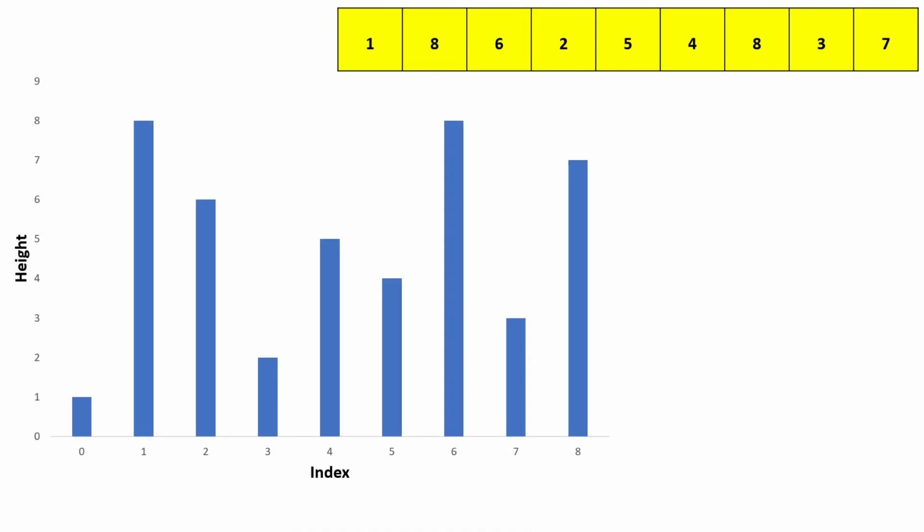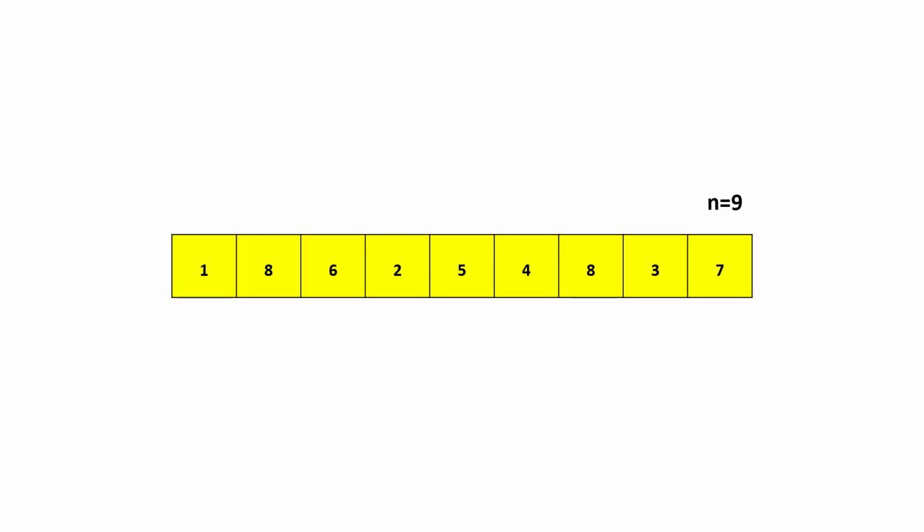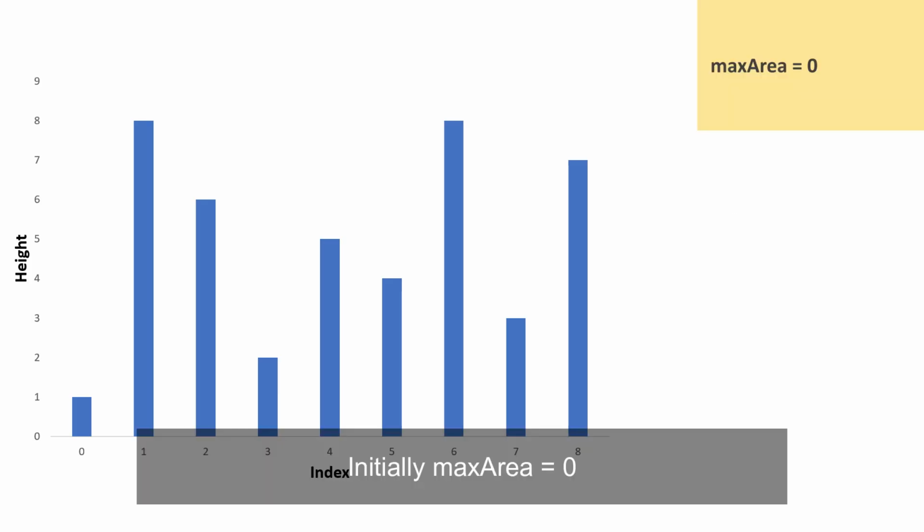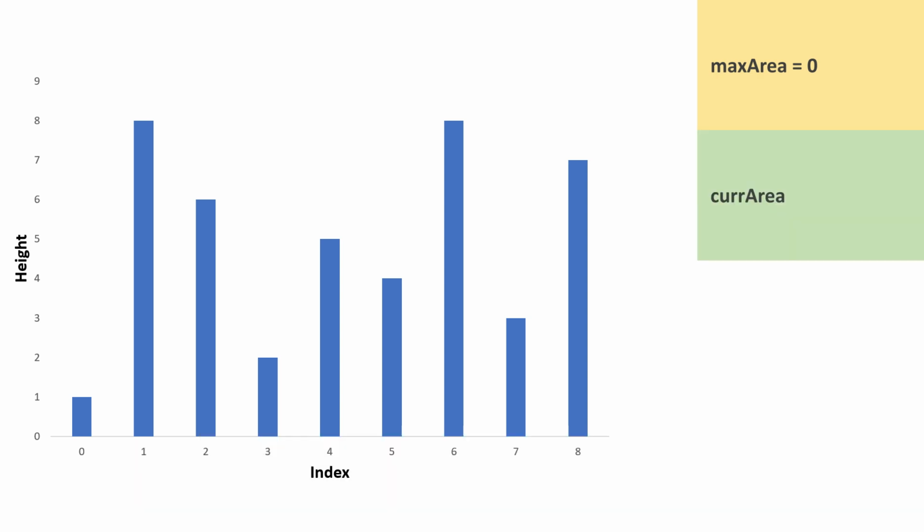We then calculate the area formed using the current left and right heights, and then in each iteration we move either the left or right pointer inwards based on certain conditions. We will see what those conditions are as we move further in this video. Let's understand how this works by taking this array as an example. Let's take a variable called max area to store the maximum area that we have encountered so far, and a variable current area to store the current area.